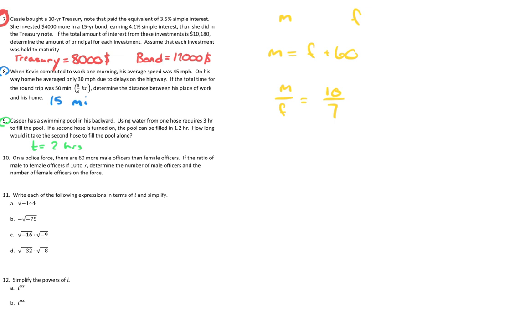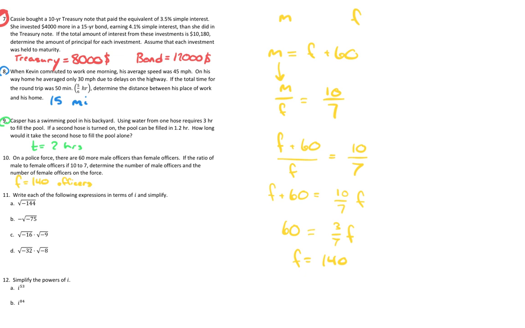So if we were to take this equation here and plug it in, we would get F plus 60 over F equals 10/7. So now we can multiply both sides by F. We get F plus 60 equals 10/7 F. So now we can subtract F from both sides and we get that 60 equals, so 10/7 minus 1 is just going to be 3/7 F. And now we just solve for F here, so we're going to have 60 times 7, which is 420, and then we divide that by 3, so we get that F equals 140. So F equals 140 officers.